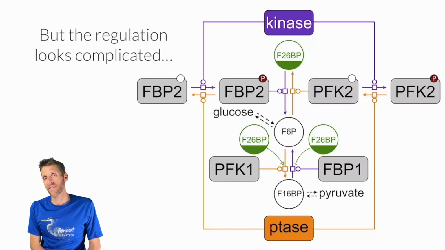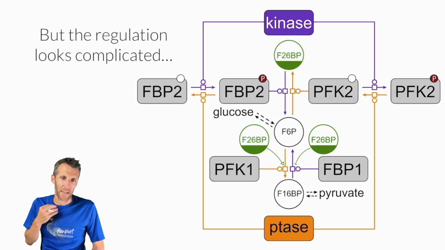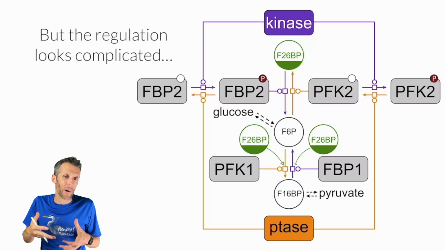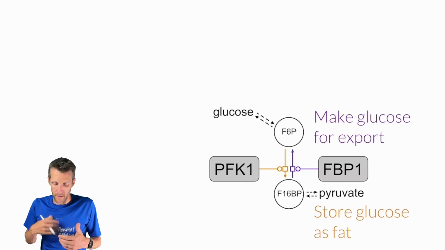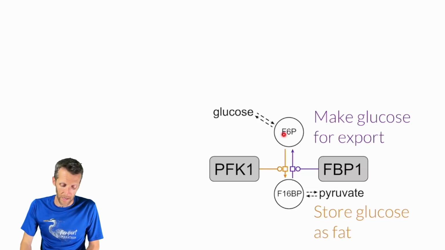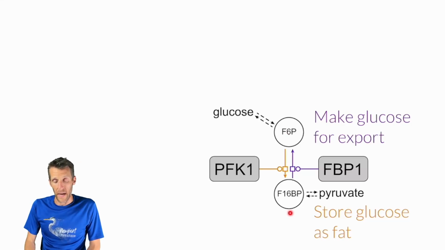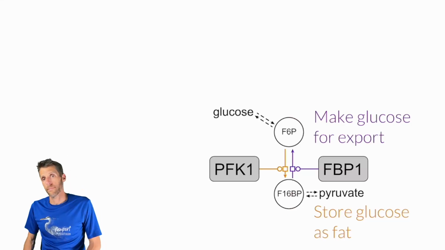All right, so let's start unpacking it. The regulation for this looks pretty complicated, but it turns out it actually has the same fundamental logic that we've already seen. What I'd like to do is tease this apart to identify that logic. So here's our central switch again. We've got the switch between glycolysis going this way and gluconeogenesis going this way.